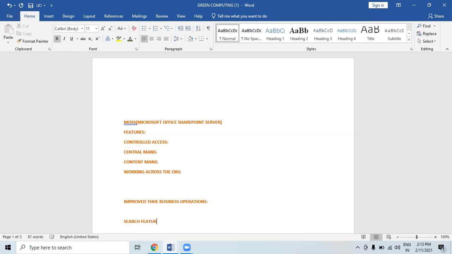search features. This feature searches business data. This is the first one, the search features. So here, this feature searches business data, documents, web pages, and people. The search results are more comprehensive and allow decisions to be made based on the latest information. So search features are used for searching business documents, web pages, and people.